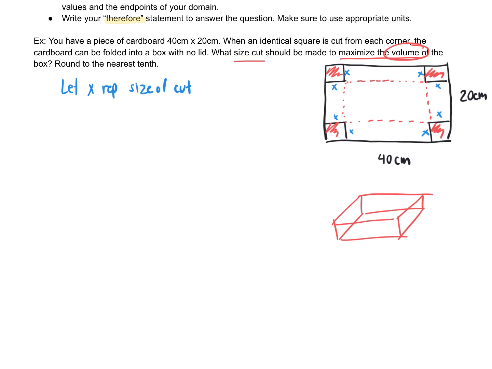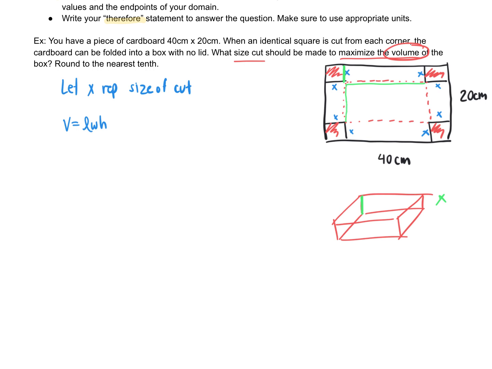Now, if I want to maximize the volume, what do I already know about the volume of a rectangular prism? I know it's length times width times height. Well, if you look at the diagram where these cuts are made, this here is the height of my box. So my box will have a height of x. And then there's my length, there's my width.